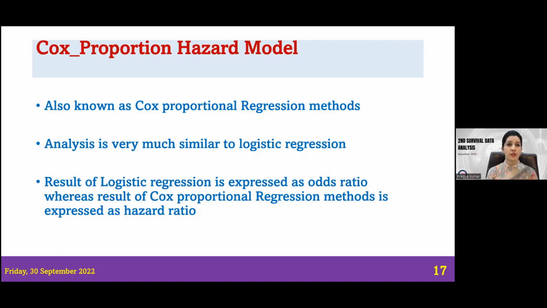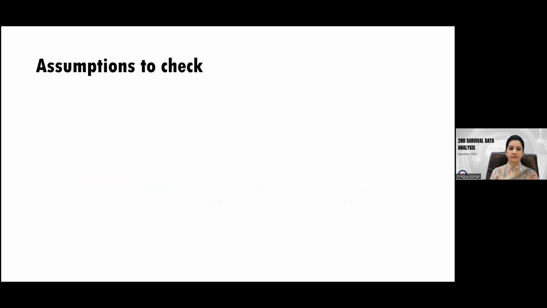That's why you will see that the analysis is very similar to logistic regression. The result of logistic regression is usually expressed as an odds ratio, whereas the result of Cox proportional regression is expressed as the hazard ratio. Otherwise, apart from time coming into play, everything else, if you know logistic regression, you will not have any difficulty understanding the Cox proportional hazard. The interpretation part is exactly the same. Here also we express it as an unadjusted hazard and an adjusted hazard.